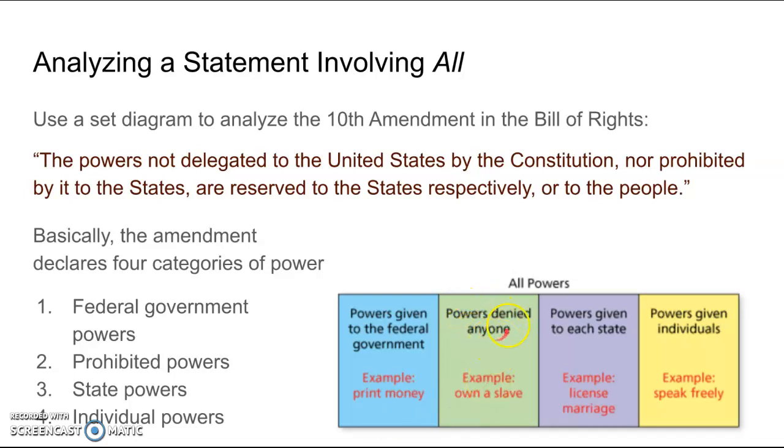Now, as an example of power that is denied everyone in the whole country, we can't own slaves. That's been the case since, it depends on when you want to think about it, but basically the Civil War. Given powers to the states, to issue marriage licenses, for example. That's not the federal government that does that, or even the city. It's a state. And then finally, individuals have the power to speak freely and to exercise your own religious beliefs. So those are examples there.